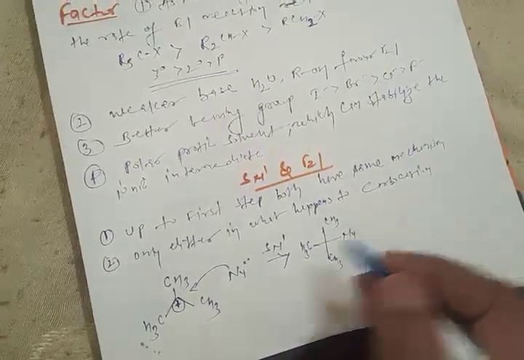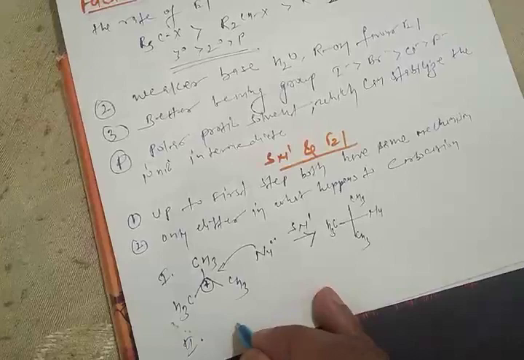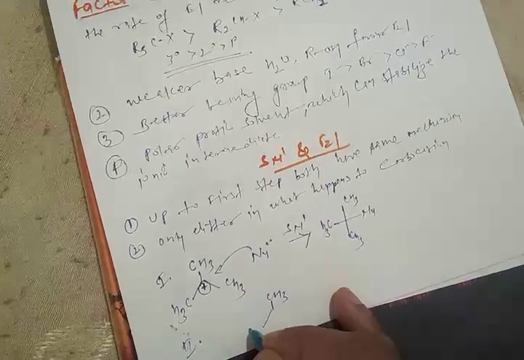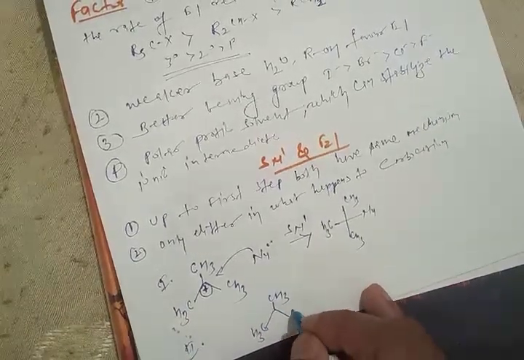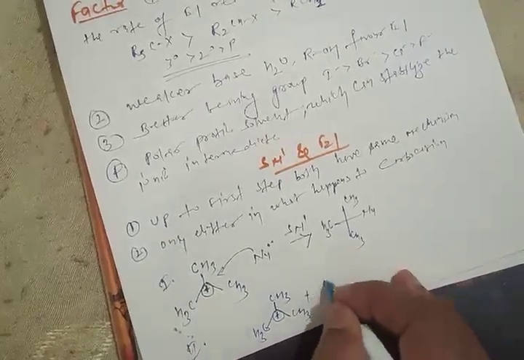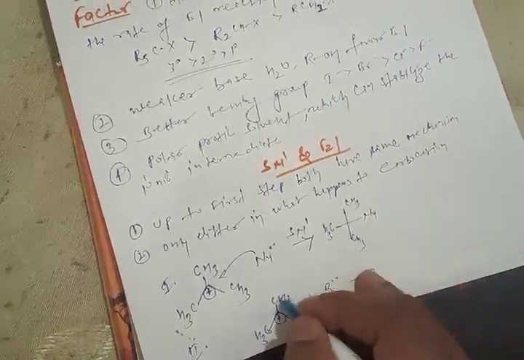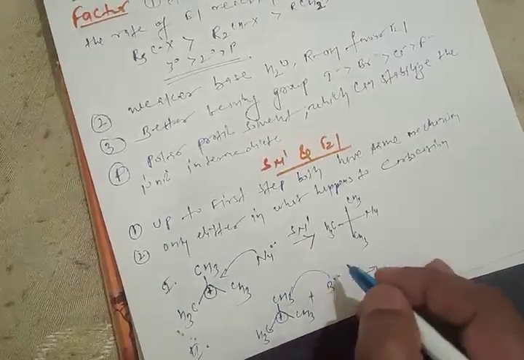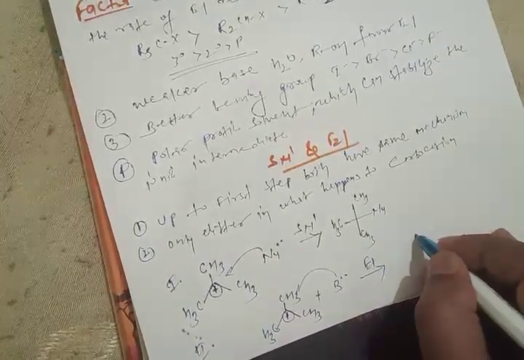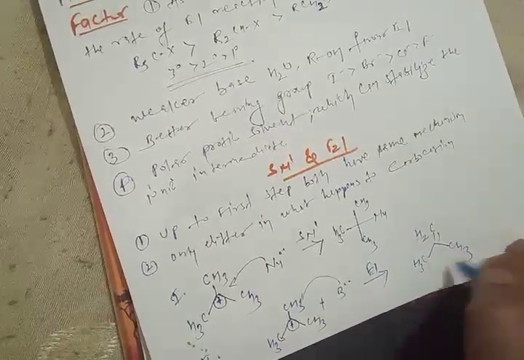And in the second case, same as before, we have H3C, CH3, plus the carbocation, and now we have a base. Here we require a base. This base will abstract a proton, so abstraction of proton means it will give E1. So here we get H2C double bond, H3C and CH3.